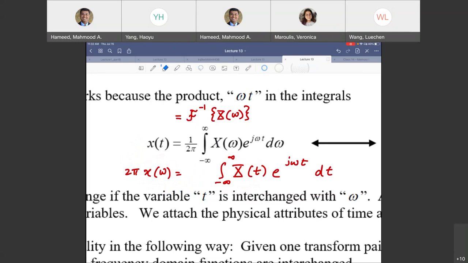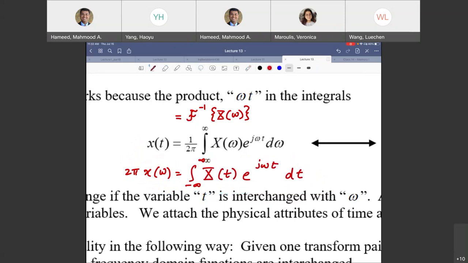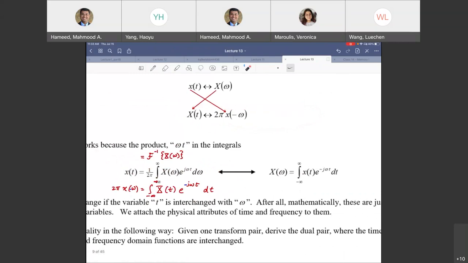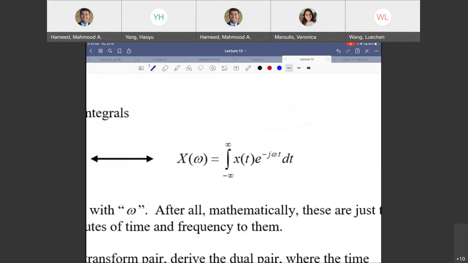All right, so that's one. Then instead of having a plus, you can have a minus, let's say minus here, and then minus here. Now look at it. The Fourier transform of cap X of t is 2 pi x of minus omega. That's exactly what we have here. Can you see that? So you just interchange the variables, and you are back to this form here, right? And you can do the same thing over here. You can say, all right, let's interchange t and omega. What do you get? You get cap X of t, integral from negative infinity to infinity of small x of omega e to the j omega t d omega. Is that right?